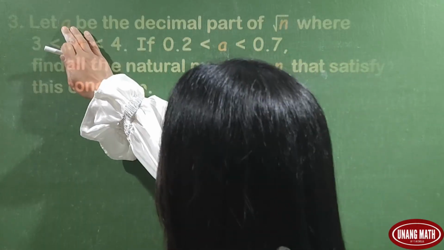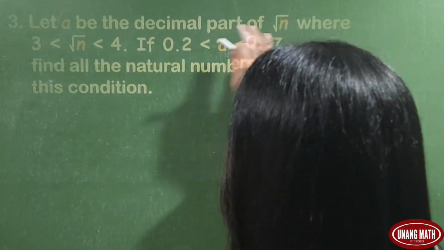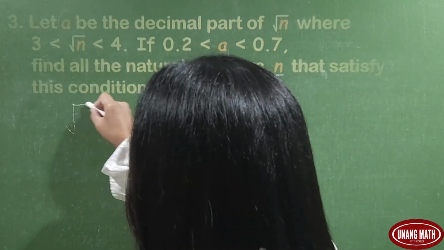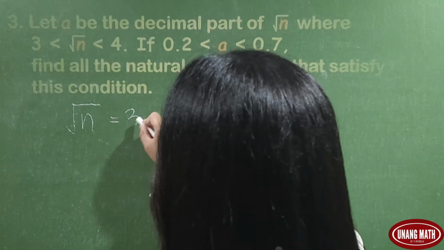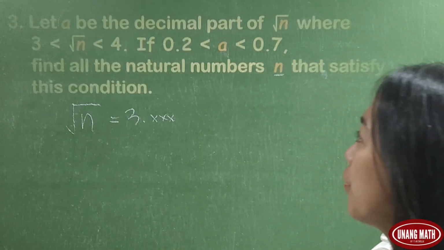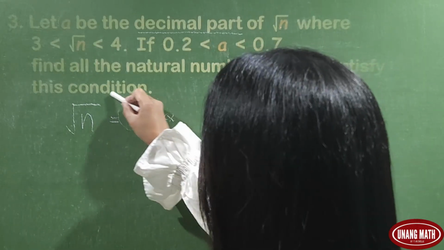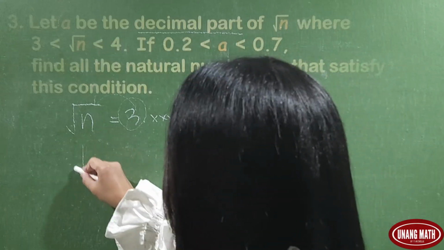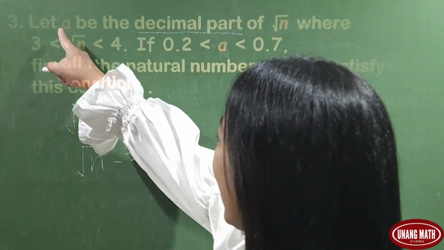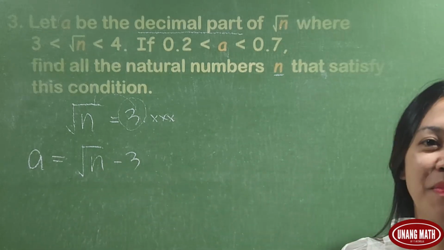Okay, according to this, A is the decimal part of square root of n. Square root of n is greater than 3 but less than 4. So it means square root of n is 3 point something. To find the decimal part of square root of n, subtract this whole number part from square root of n. So square root of n minus 3. This is the decimal part of square root of n, and that's our A. So A is equal to square root of n minus 3.